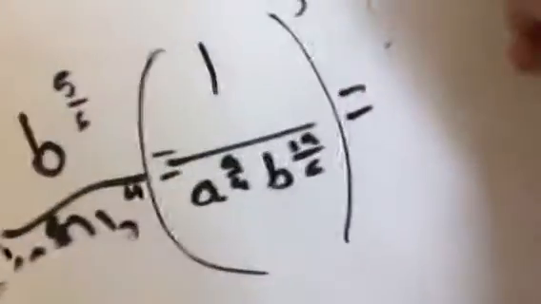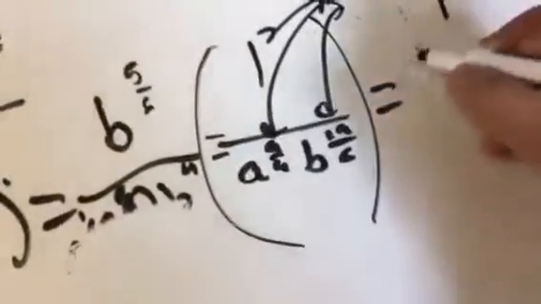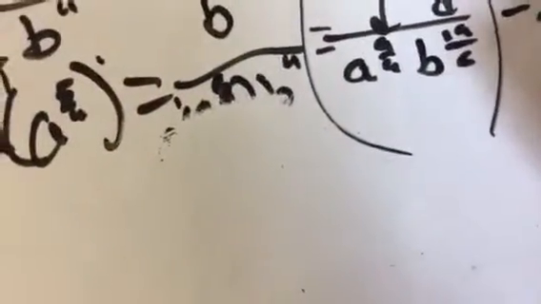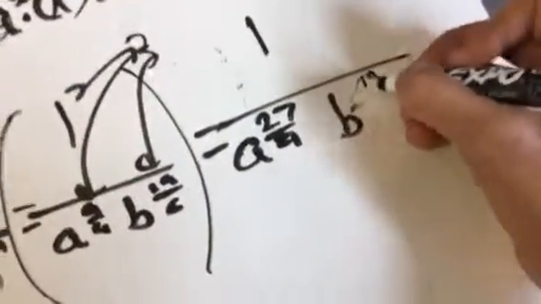Erase this part here. And once you get this, you'd put 3 over here and here, so it's 1 all over a to the 27 over 4, and b, so 3 times 19 is equal to 57 over 6, but you can simplify that into 19 over 2.